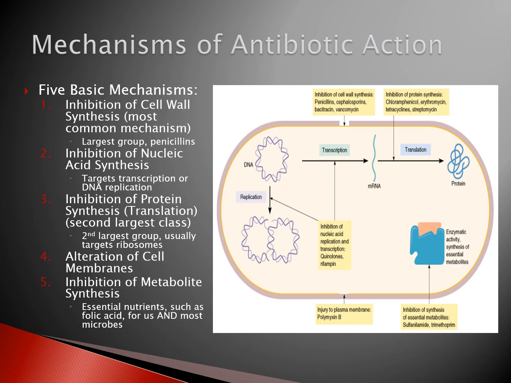There are 5 basic mechanisms for antibiotics to attack a bacterial cell. I do want you to know all 5 of these and what they're doing. So these 5 basic mechanisms for how an antibiotic is going to attack a bacterial cell. The first is going to be the inhibition of the cell wall synthesis. So this is the most common mechanism that we use. So things like penicillin are going to do this process.